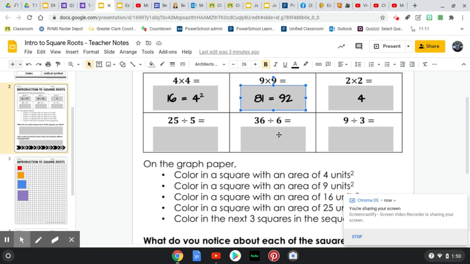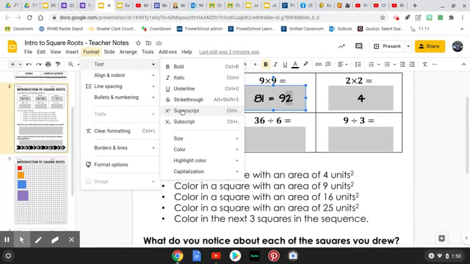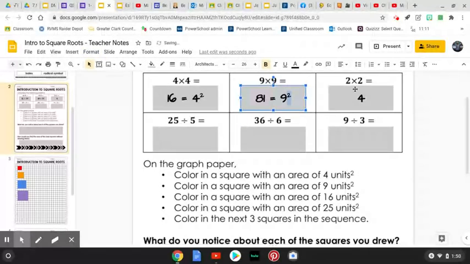Okay, we need to continue. So 81 is the same as 9 squared. And I do this by going Format, Text, and I can do superscript, or you can press Control and the period at the same time, and it will change it.